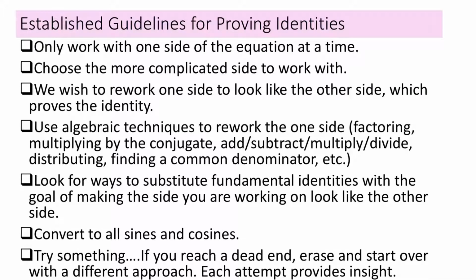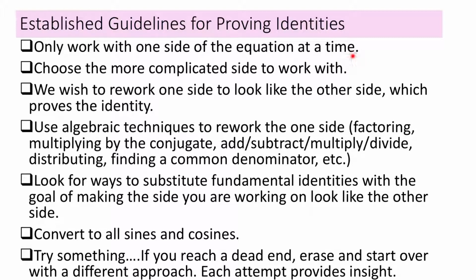So our established guidelines for proving identities are these here. So you will only work on one side of the equation at a time. So if you work on the left-hand side, you won't touch the right-hand side. And the reason we do that is because we want to eventually get that left-hand side worked down and simplified so that it looks exactly like the right-hand side.